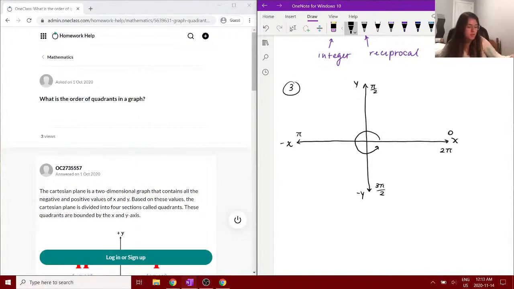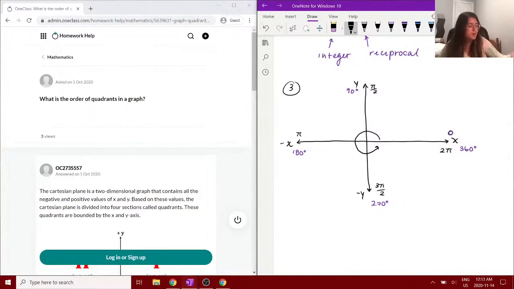We can also think of this in degrees, obviously, so we have 0 degrees here, 90 degrees, 180 degrees, 270 degrees, or 360 degrees. Okay, so yeah, that tells you to go around counterclockwise in this circle. So that's how we label the quadrants.